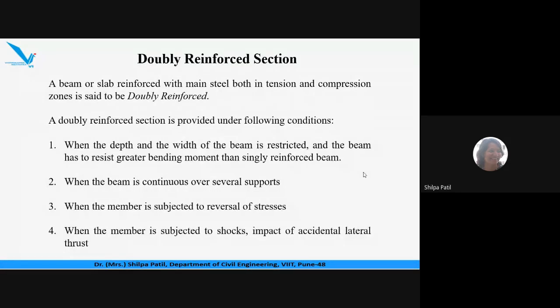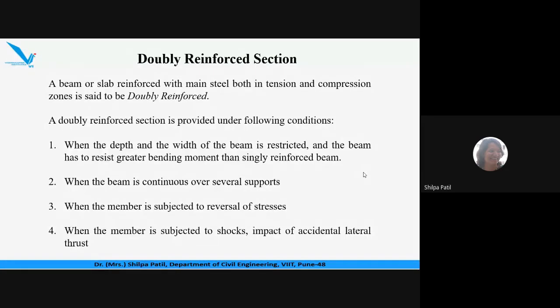Are you able to recall that beam? Are you able to imagine the beam? Students, are you there in the class? Yes, ma'am.